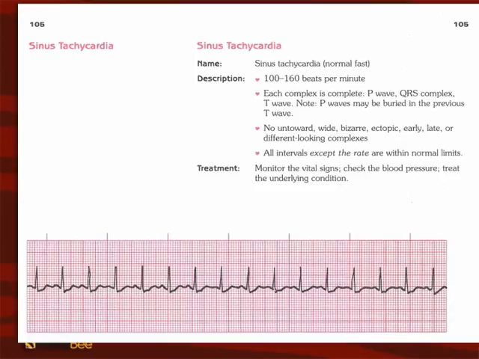So we know that the rate on this one is 1, 2, 3, 4, 5, 6, 7, 8, 9, 10, 11, 12, 13, 14. Looks like it's 140 beats per minute, which makes it tachycardia. And it does have a P wave, so it initiates in the atria. So this is sinus tachycardia.